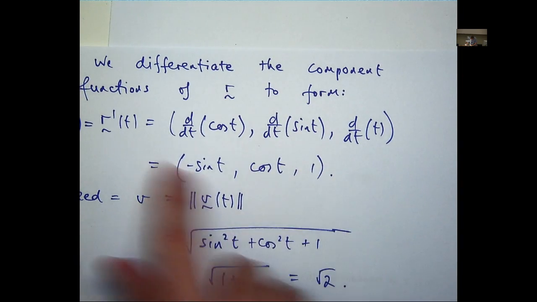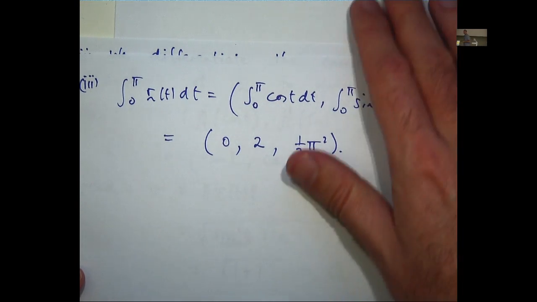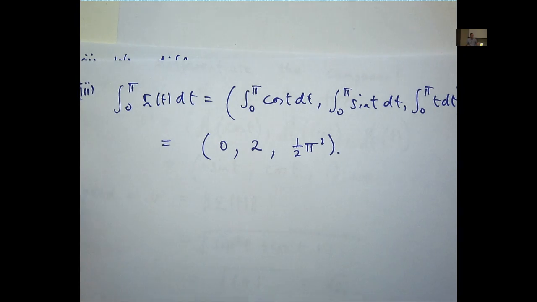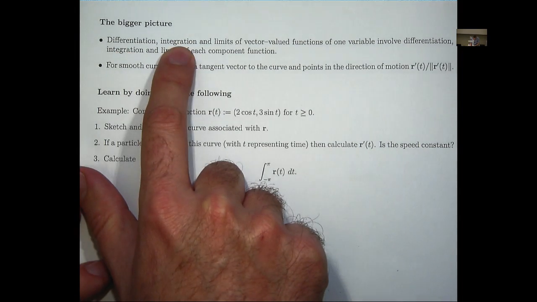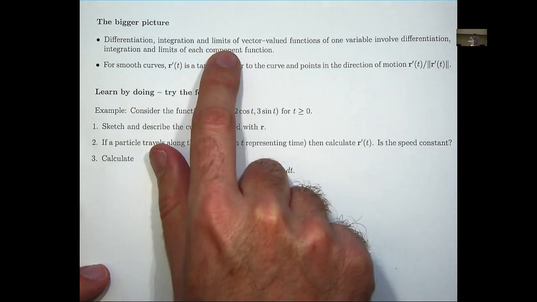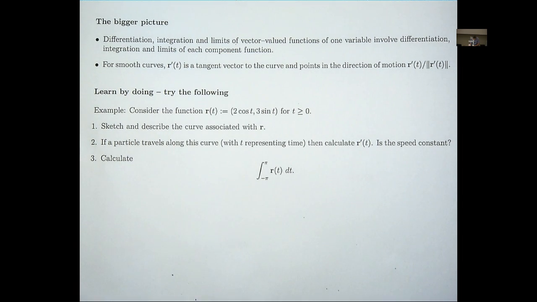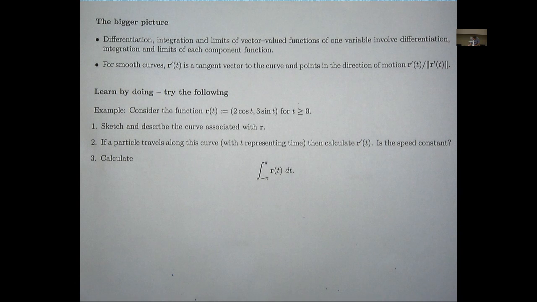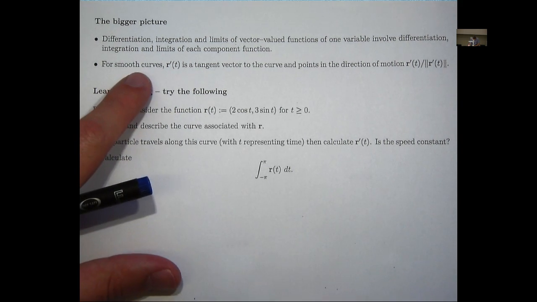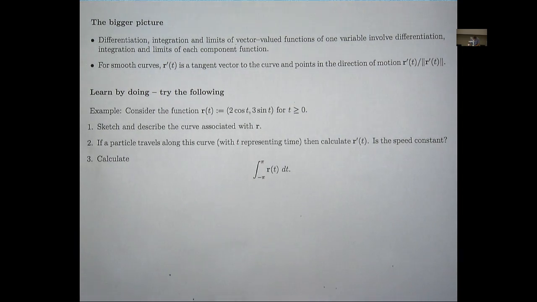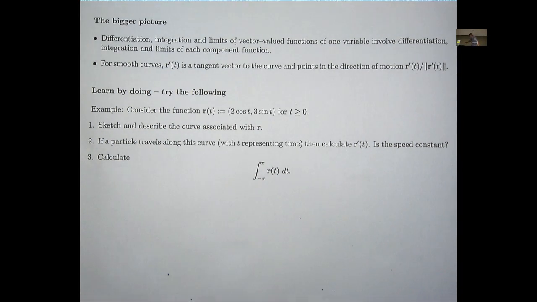We also came up with a vector valued function here for our derivative. So it's important with these kinds of operations, you would expect to get a vector in many cases. Okay, well, let's look at the bigger picture. I've shown you differentiation and integration, but you can also define limits, and they're all defined and evaluated in a component-wise fashion. So you integrate each component function, you differentiate each component function, you take the limit of each component function. Okay, and for smooth curves, that is when the velocity vector's continuous and non-zero, r dash is just a tangent vector to the curve.